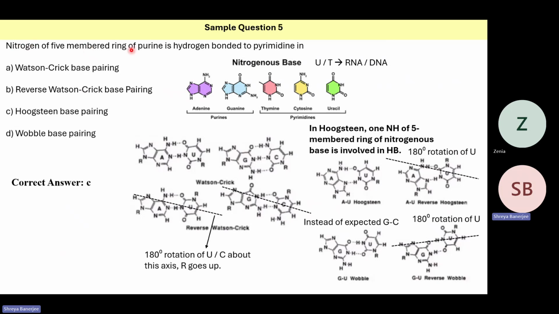That nitrogen of 5-membered ring of purine, this is the 5-membered ring of purine, is hydrogen bonded to the pyrimidine. This happens only in case of Hoogsteen, because even in wobble, it is only the 6-membered ring of purine that participates. The 5-membered ring of purine participates in hydrogen bonding only in the Hoogsteen base pairing. So that is the correct answer, option C.